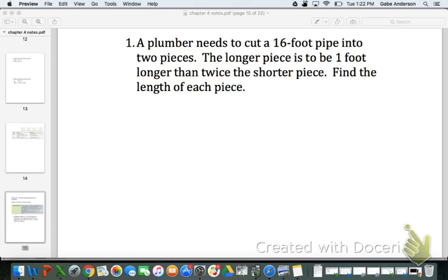This essentially is like that. Let's go ahead and read it together. I'll read it out loud. You guys read it with me here. It says a plumber needs to cut a 16-foot pipe into 2 pieces. The longer piece is to be 1 foot longer than the shorter piece. Find the length of each piece.